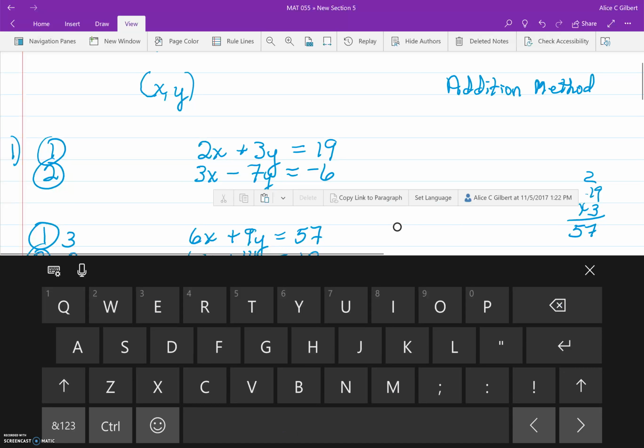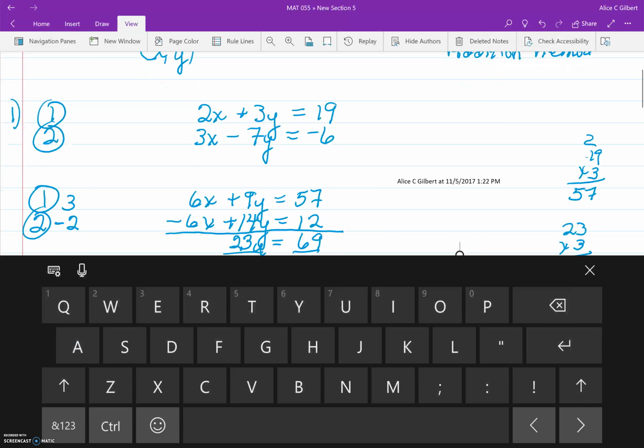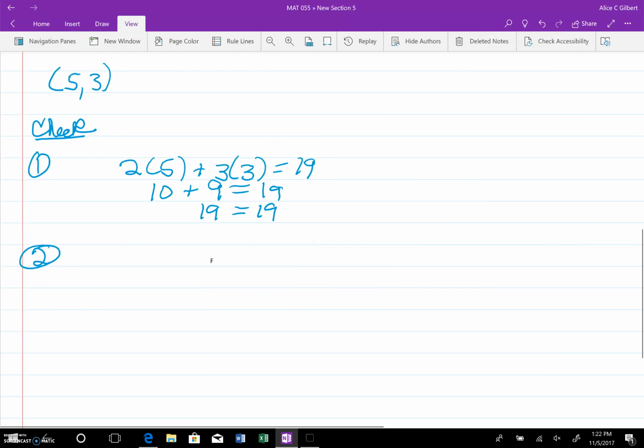So 3x minus 7y equals 6. Oh, geez, all these things will not stop coming up. I apologize. I thought I got rid of it, but I didn't.